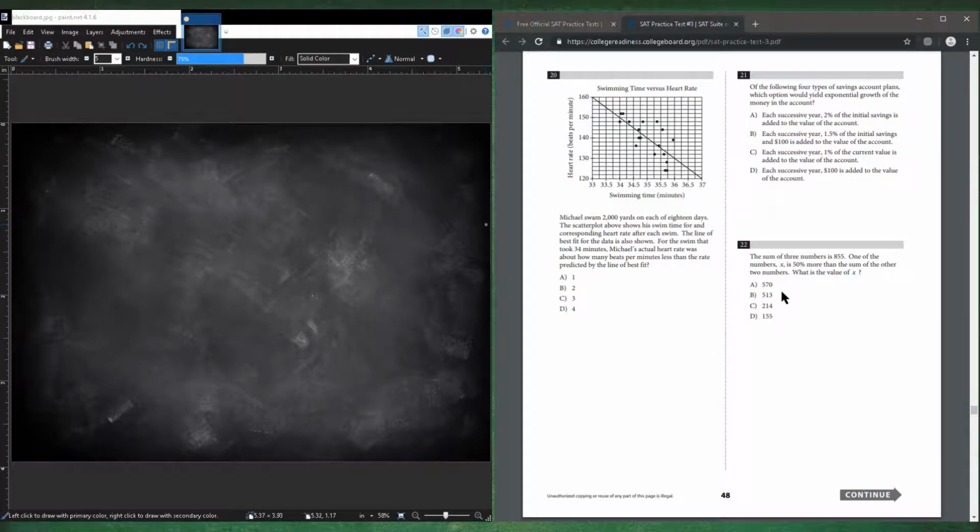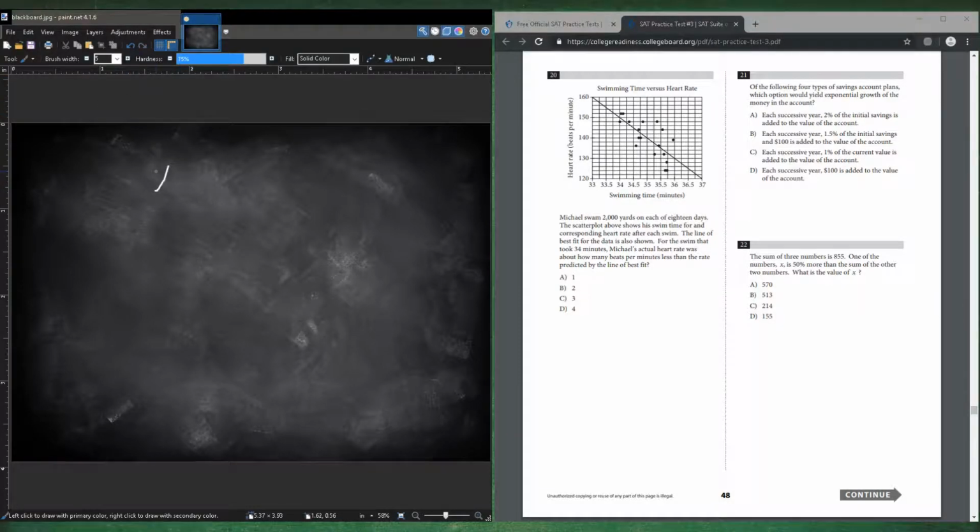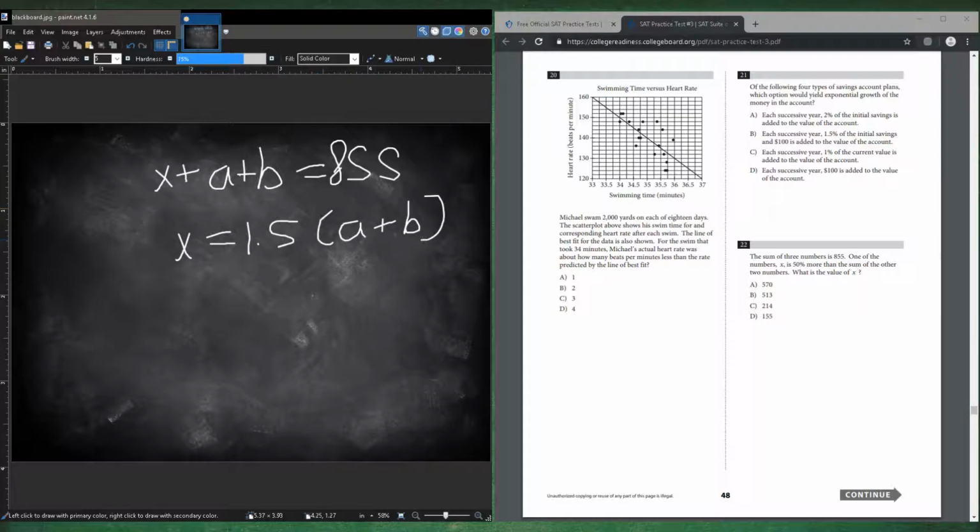Question 22. The sum of three numbers is 855. One of the numbers, x, is 50% more than the sum of the other two numbers. What's the value of x? Let's say one of the numbers is x, and the other ones are a and b. So a plus b plus x is 855, and x is 50% more than the sum of the other two numbers. So 50% more is x equals 1.5 times a plus b. So what's the value of x?